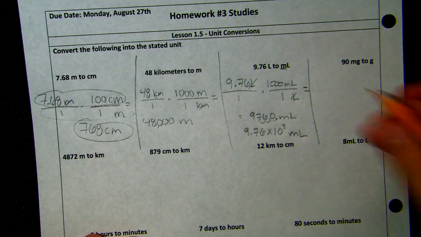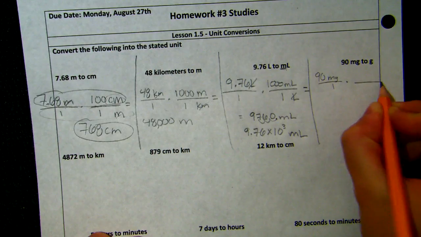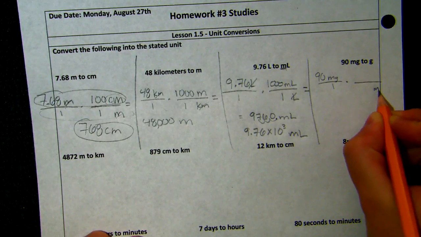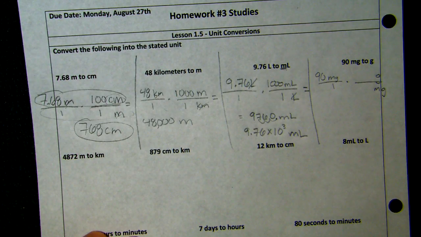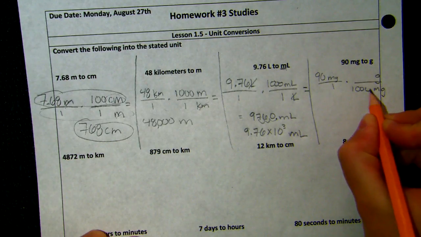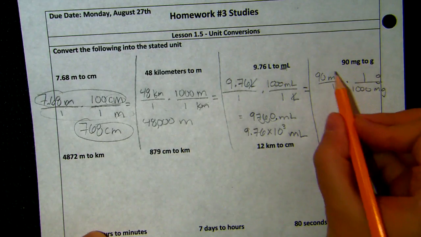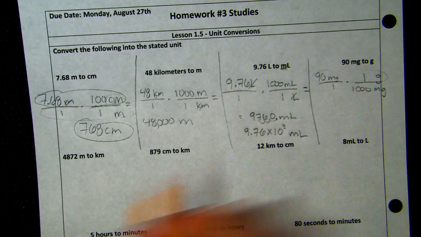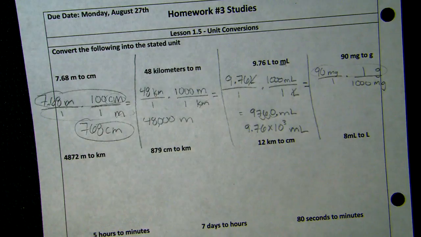90 milligrams to grams. We start with 90 milligrams over 1. And if we have milligrams on the top, we want milligrams on the bottom. And then grams goes on top because that's what we're converting to. How many milligrams are in a gram? I know that there are 1,000 milligrams in 1 gram. So up here, I'm going to do 90 times 1 divided by my denominator, which is 1 times 1,000, so 1 times 1,000.